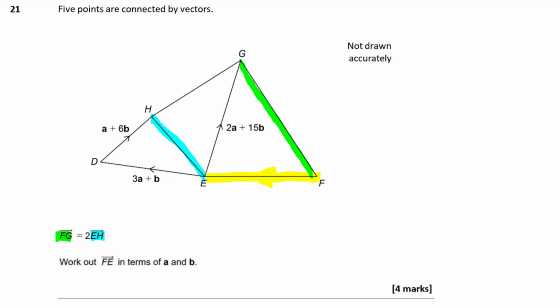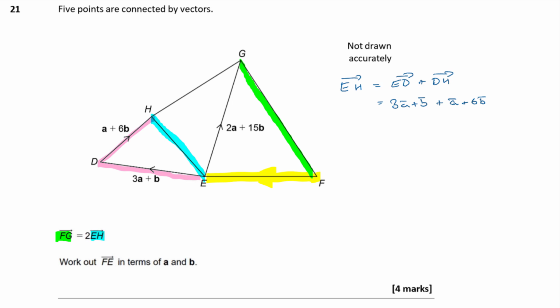So if I'm at E and I want to go to H via routes that I know, the only way to get there at the moment via routes that I know about are going that way and then that way, because I know E to D is 3A plus B, and I know that D to H is A plus 6B. So I'm going to go from E to H via D. So I'm going to say that's the same thing as E to D plus D to H. Okay, and we've seen from the diagram that E to D is 3A plus B, and I know from the diagram that D to H is A plus 6B.